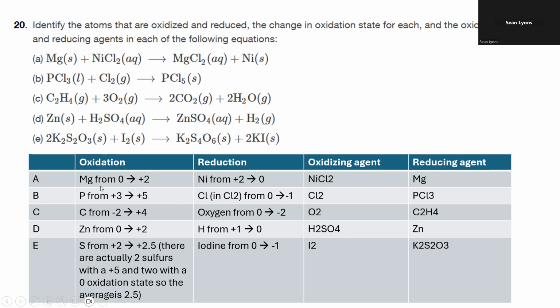The next one is an example of a combustion reaction. So we're burning, this would be ethene. But when we're looking at combustion reactions, we're always going to see oxygen reduced because it's always going to go from an oxidation number of 0, kind of like the chlorine above here, down to an oxidation number of -2 in carbon dioxide or -2 in water.